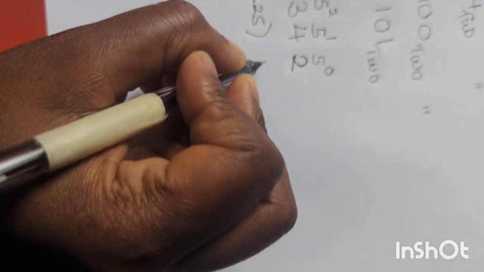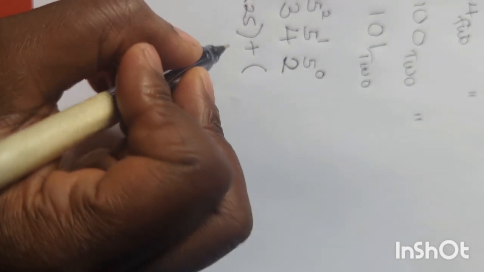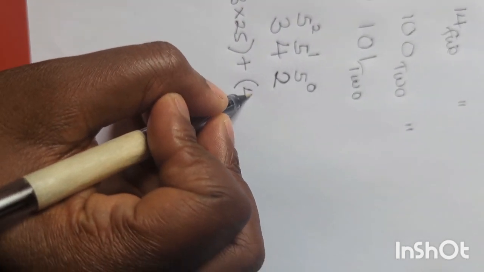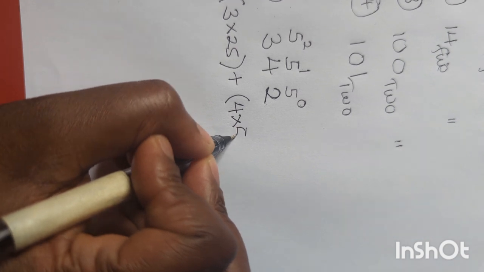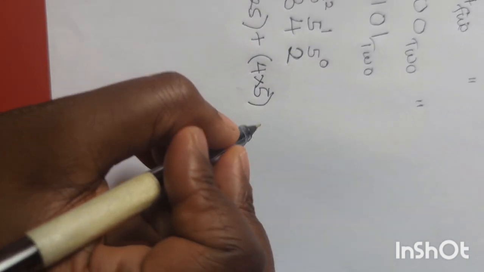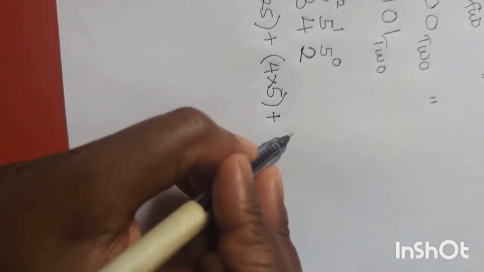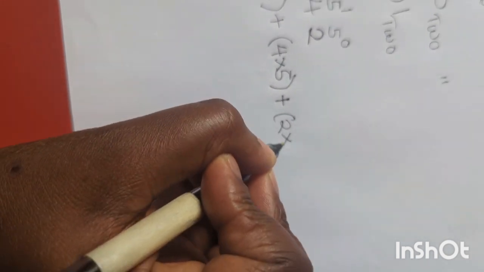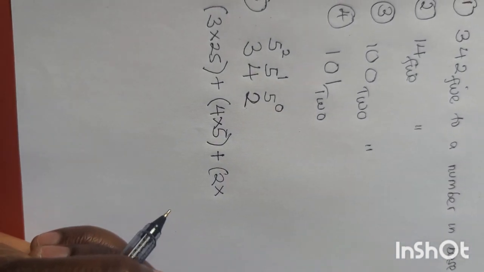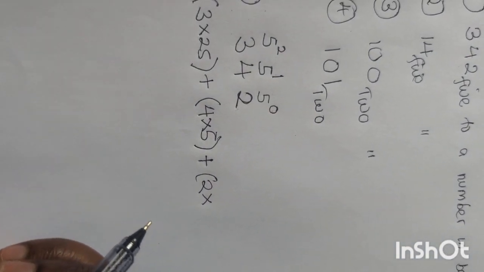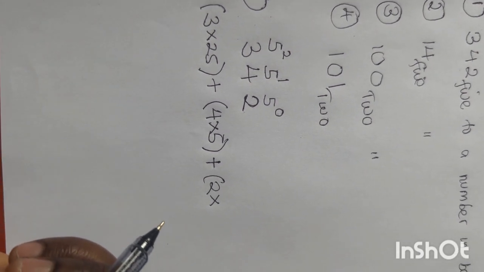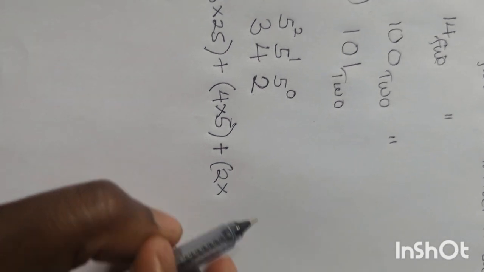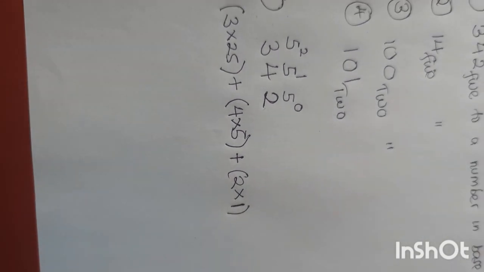So 5 times 5, that is 25. Okay, like this. Plus the next number is what? 4. Okay, so this is 4 multiplied by 5 to the power 1, 5. Okay, hope you're following. And then plus, okay, next 2 multiplied by any number raised to the power 0 is a 1. But any number multiplied by 0 is a 0. Okay, so 5 to the power 0, 1. So this is going to give us a 1.